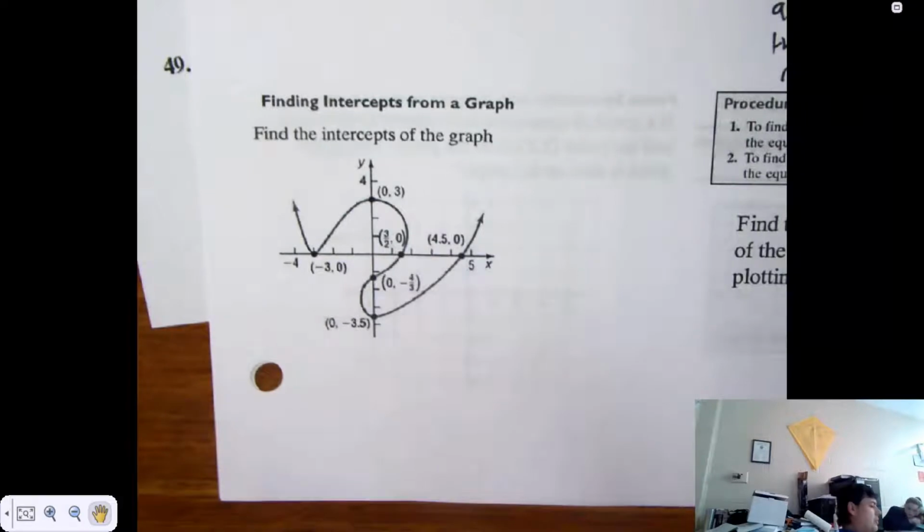Finding intercepts from a graph. Seems like a simple skill, but you put this on a test and kids miss it. Baffles me to this day. Find the intercepts of the graph. 2 types of intercepts. There's x-intercepts and y-intercepts.